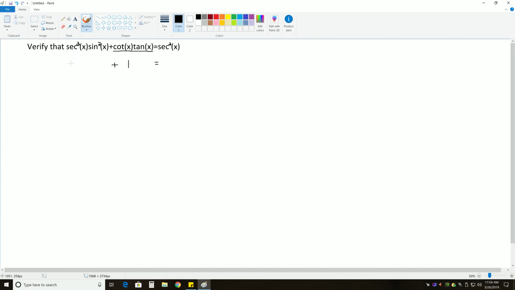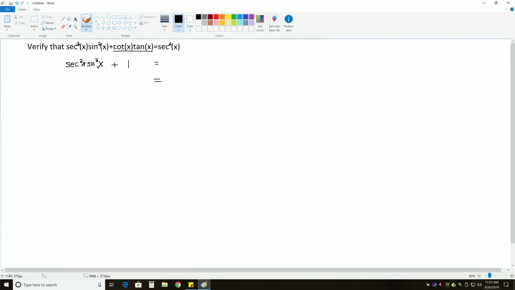Now, let's go ahead and rewrite this secant squared x times sine squared x, because whenever you're going through one of these problems, you don't want to do more than one step at a time. Now that we have this, we need to find a way to change around this secant squared x sine squared x. And off the top of our heads, it's probably not going to be anything popping up that we can work with. So remember, when all else fails, convert everything to sine and cosine.